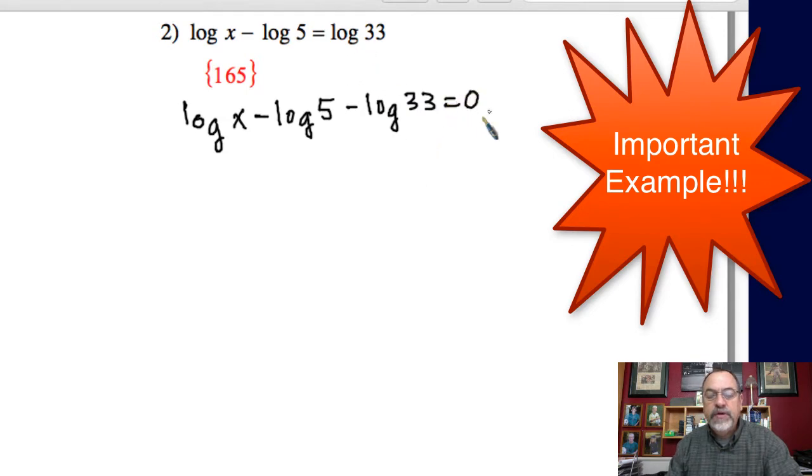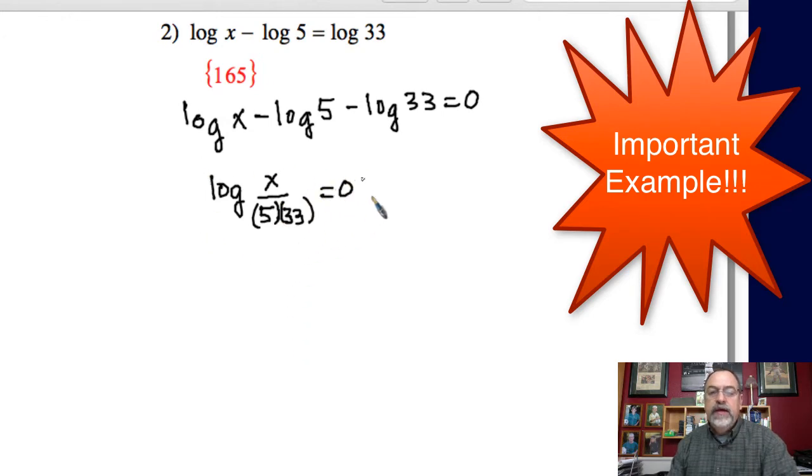Now don't forget, you subtracted. This is equal to 0. It's an equation, so don't think because you moved it over here there's nothing over here. There is a 0. So now subtraction is division, so we're going to change it to a single logarithm, now applying the properties. So it's log of x, minus means divided by 5, and minus means divided by 33. So I have 5 times 33 down here in the denominator then, equals 0.